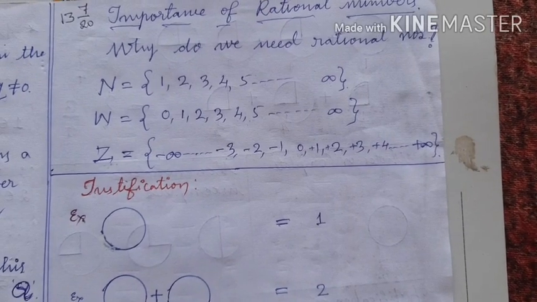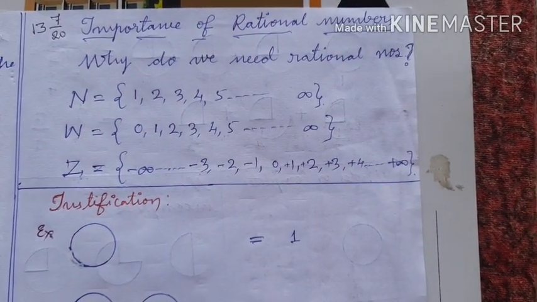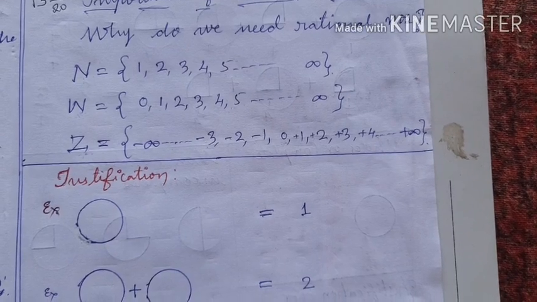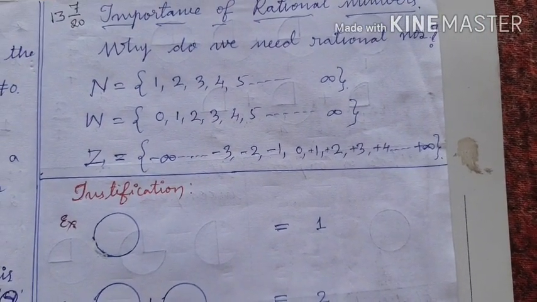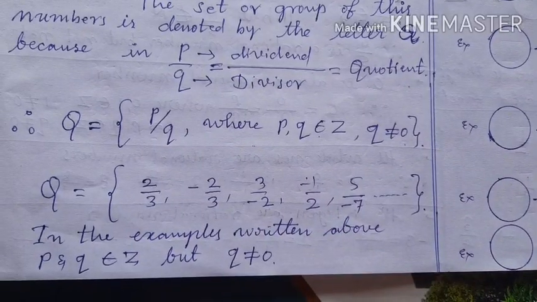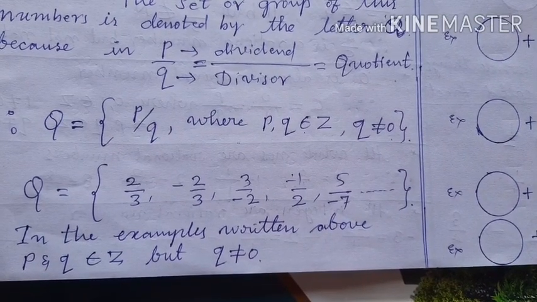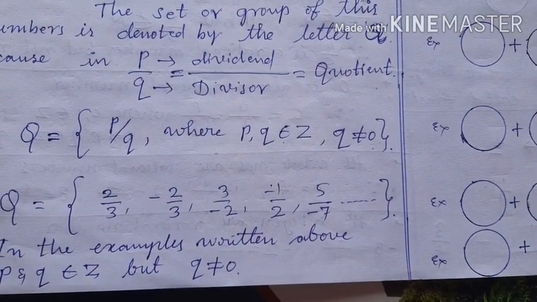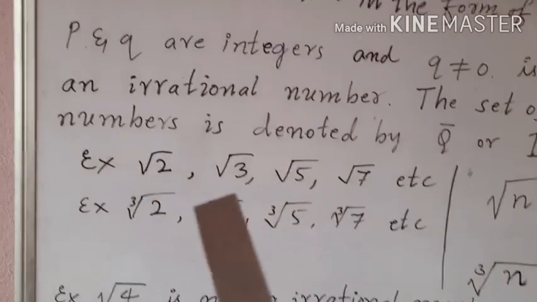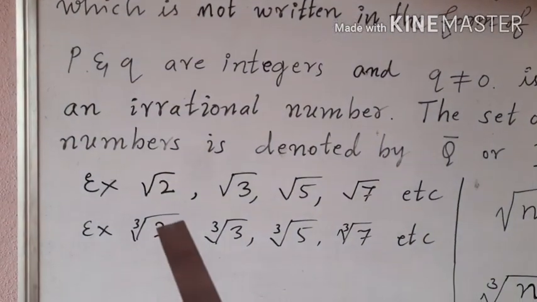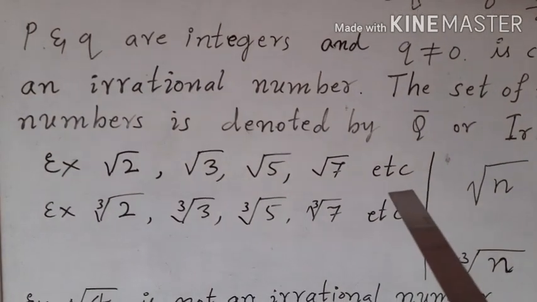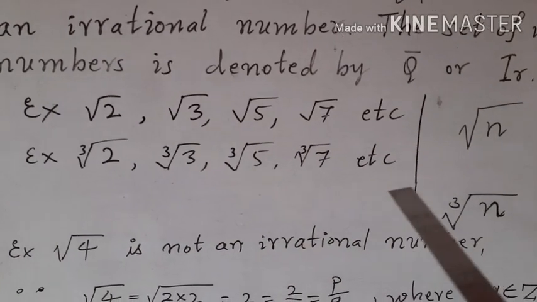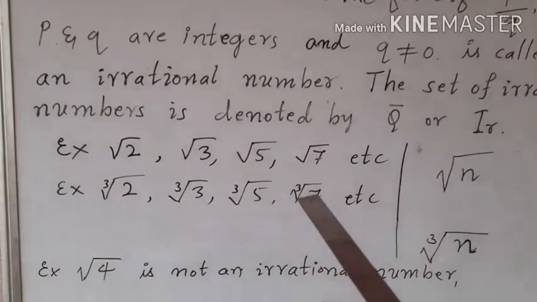Among the group of numbers we have discussed so far, the real number set is the biggest group of numbers. Okay, children? See here: natural numbers, whole numbers, integers, the rational numbers in the form of p by q, like 2 by 3, minus 2 by 3, 3 by minus 2, minus 1 by 2, 5 by minus 7, etc. And the irrational numbers like square root of 2, square root of 3, square root of 5, square root of 7, etc. and square root of n. And cube root of 2, cube root of 3, cube root of 5, cube root of 7, etc. These are all the examples for real numbers.